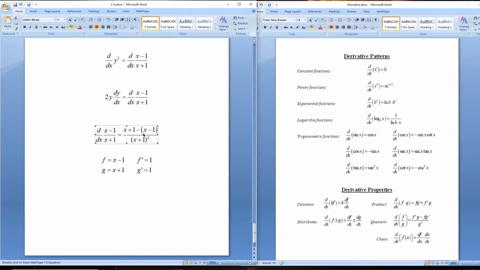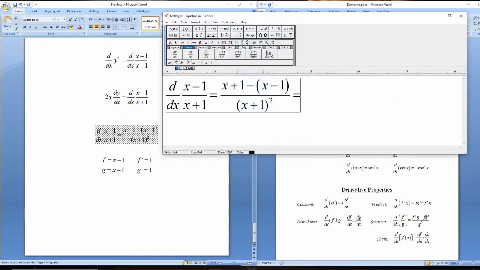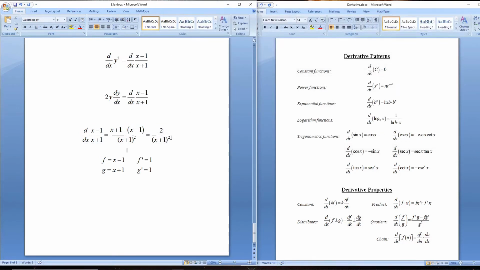So there's plugging in our information for the quotient rule. And in the numerator, we have x minus x, so that subtracts out. And then we'll have 1 plus 1 to get us a 2. And that's our derivative for that quotient rule.